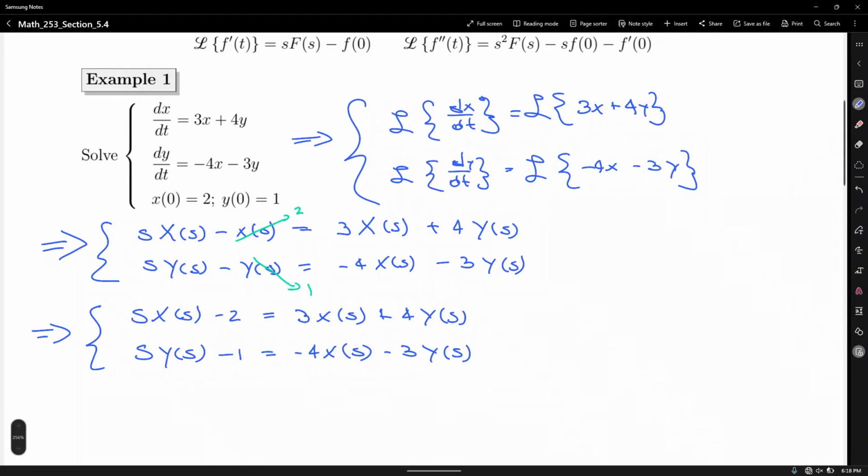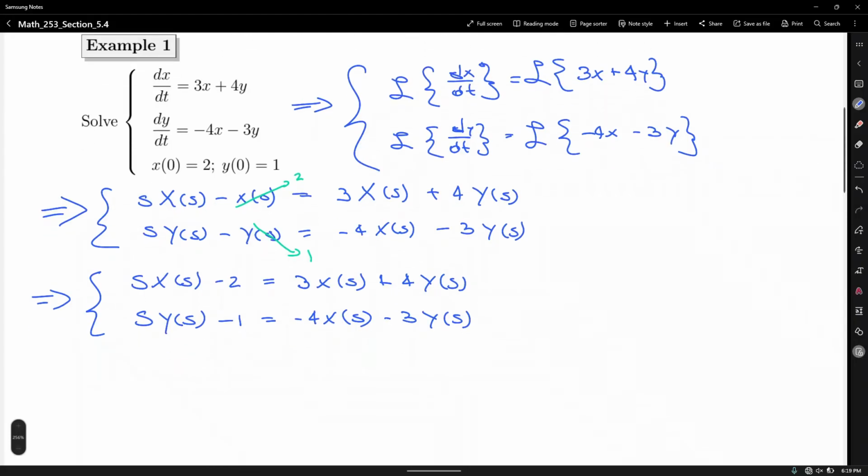In this case, guys, what are the unknowns in the system of equations? The functions X(s) and Y(s), just like x and y in any regular system of equations. It's just that these are functions of s. So how about we move the unknown functions to the left-hand side and the constants to the right-hand side.